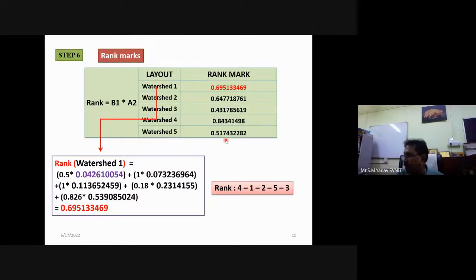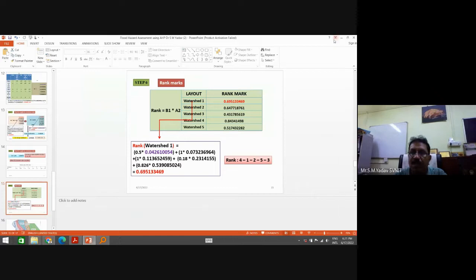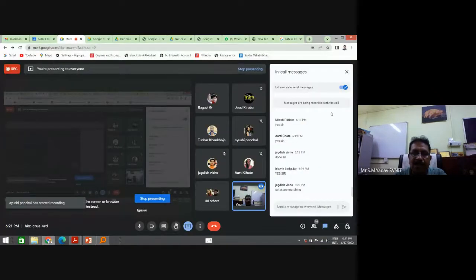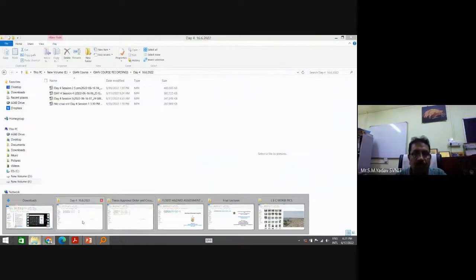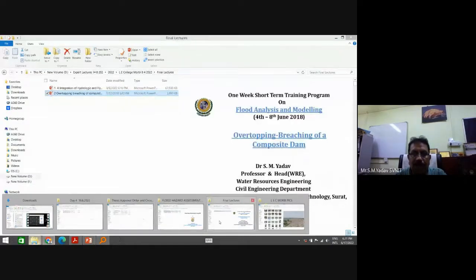After doing the watershed ranking and all that manually, I'll show you that you can do it using software also, but only up to the weights.